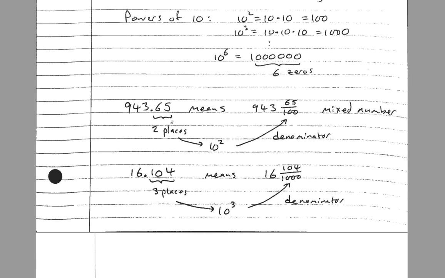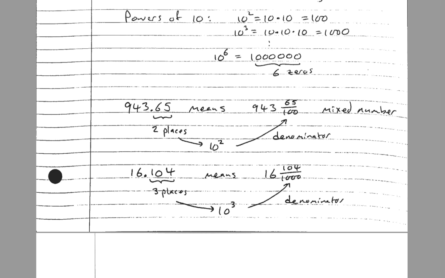All right, so this decimal we looked at, we have this decimal point here. And if you look to the right of that decimal point, there are 2 digits. So we say this decimal has 2 places. The places tell us the power of 10 that we need. So here we have 2 places, so 10 to the power 2, that's 100. So we need a 100 on the bottom, and this number goes on top.